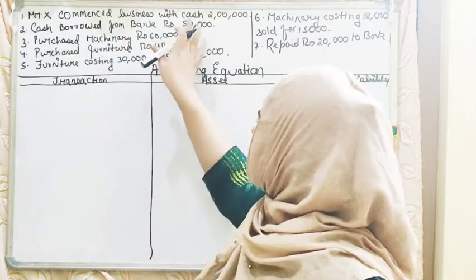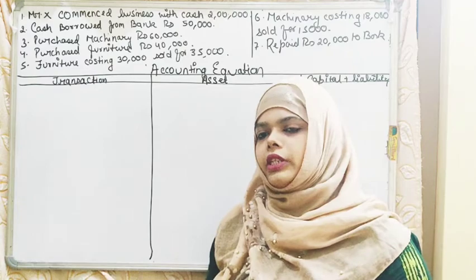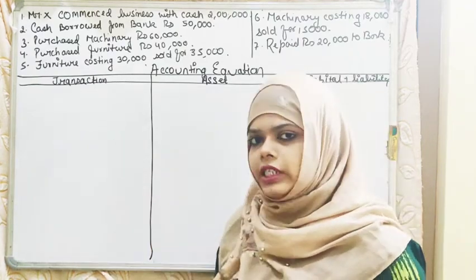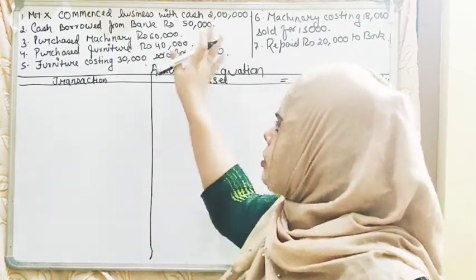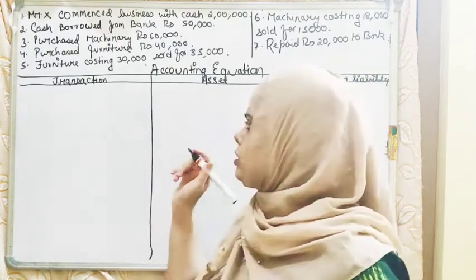Coming to your question, Mr. X commenced a business with cash 2 lakhs. So we already know the first transaction is very simple. There is no multiple transaction or multiple effect. It is a simple transaction. So let us write the first transaction.